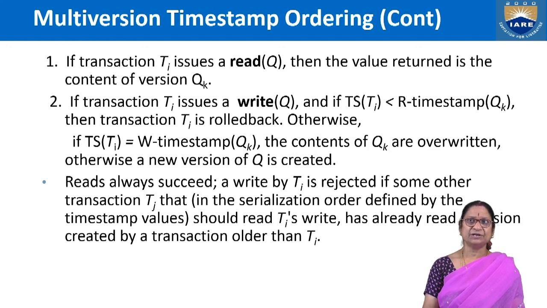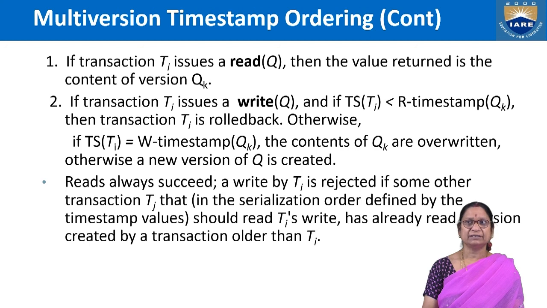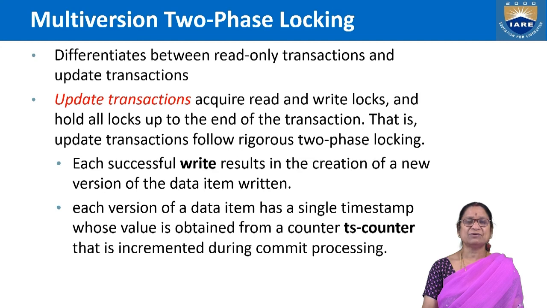If a transaction Ti issues a read Q, then the value returned is the content of the version Qk. If the transaction Ti issues a write Q, then a condition will be checked. If the timestamp of Ti is less than the read timestamp of Qk, then the transaction is going to be rolled back. Why? Because the data was already read by a transaction whose timestamp is greater than the timestamp of this transaction, so it has to be rolled back. Otherwise, if the timestamp of transaction Ti is equal to the write timestamp of Qk, then the content is going to be overwritten. That means reads always succeed, but whenever a write is issued, a lot of rules have to be checked.